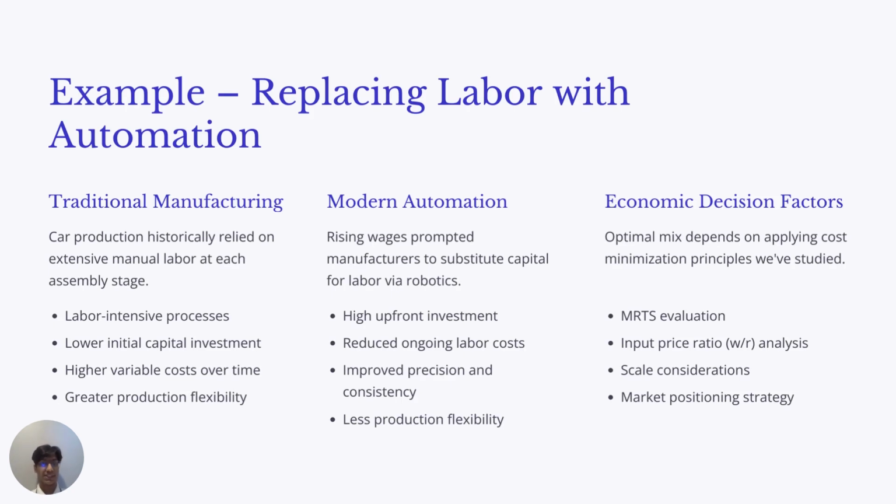Replacing labor with automation. Let's take the example of traditional car manufacturing. Decades ago, these plants were filled with workers assembling vehicles by hand. But over time, as wages rose and automation technology became more affordable, firms began investing in robotics. While automation has high upfront cost, it significantly reduces ongoing labor expenses and increases precision. The decision to automate hinges on input prices, the marginal productivity of each input, and how flexible the firm wants to be. Some firms may prefer hybrid systems, balancing labor and capital depending on output needs.